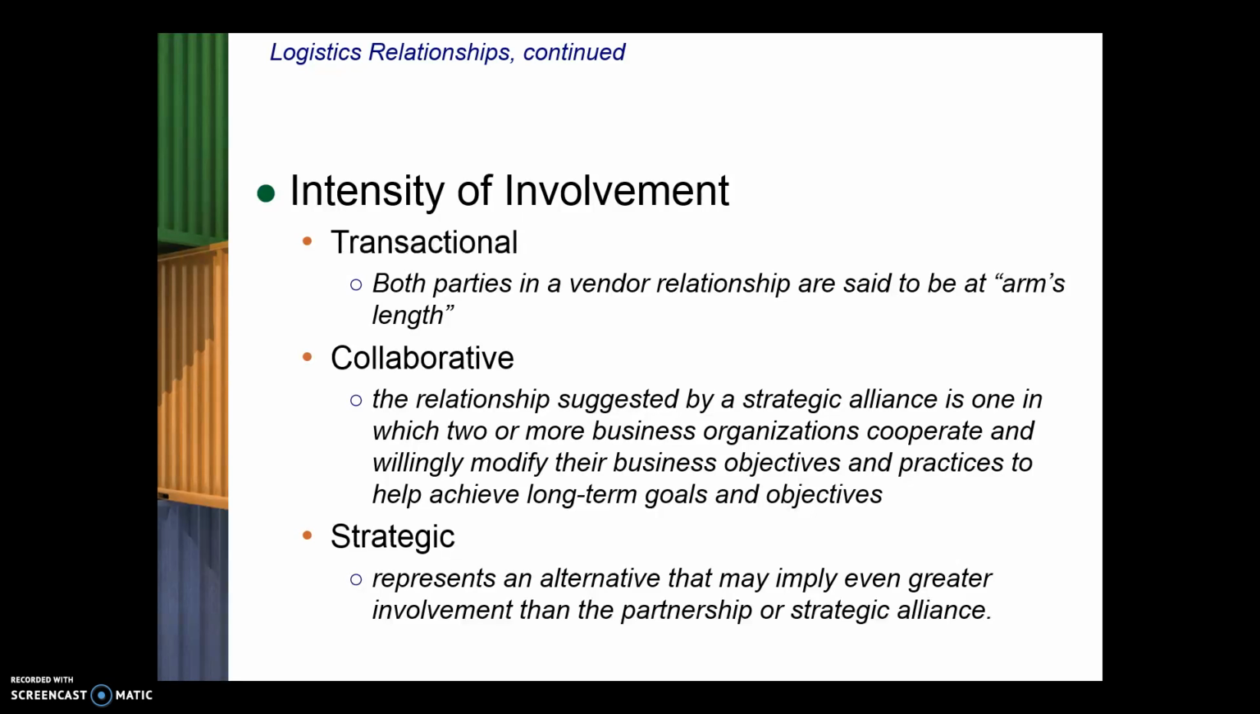When we look at the intensity of involvement, there's three different types. You've got your transactional, your collaborative, and your strategic. Now, over in your book, in Figure 4-2, there is a model for developing and implementing successful supply chain relationships. A lot of companies feel that there's significant room for improvement in any type of relationship. So as you look at the intensity of involvement, you can see how each one has its benefits for companies and even its downside.